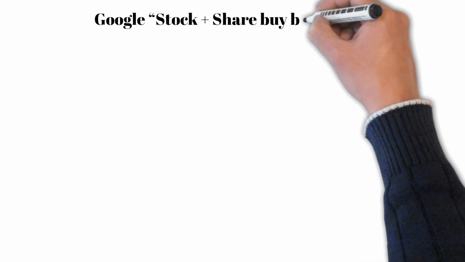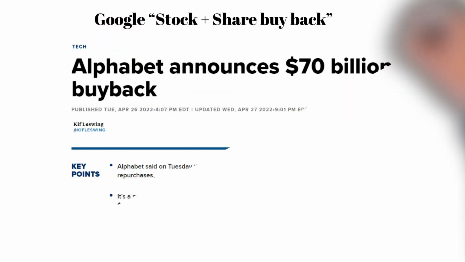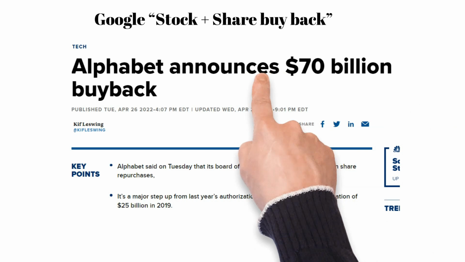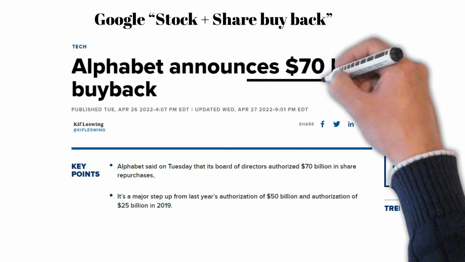We can simply use Google to search the stock plus share buyback to check if the company did buy back shares. Using Alphabet as an example, it announced a 70 billion buyback in April 2022.